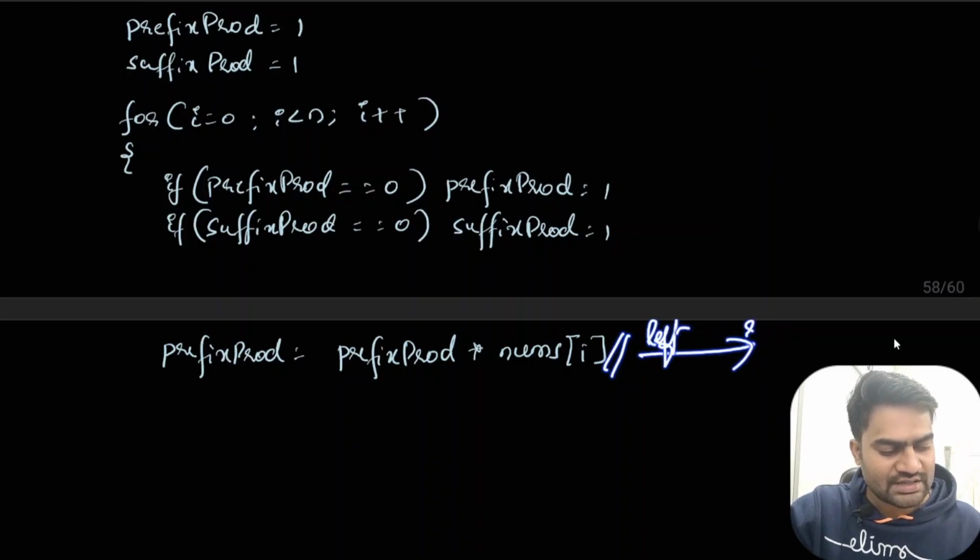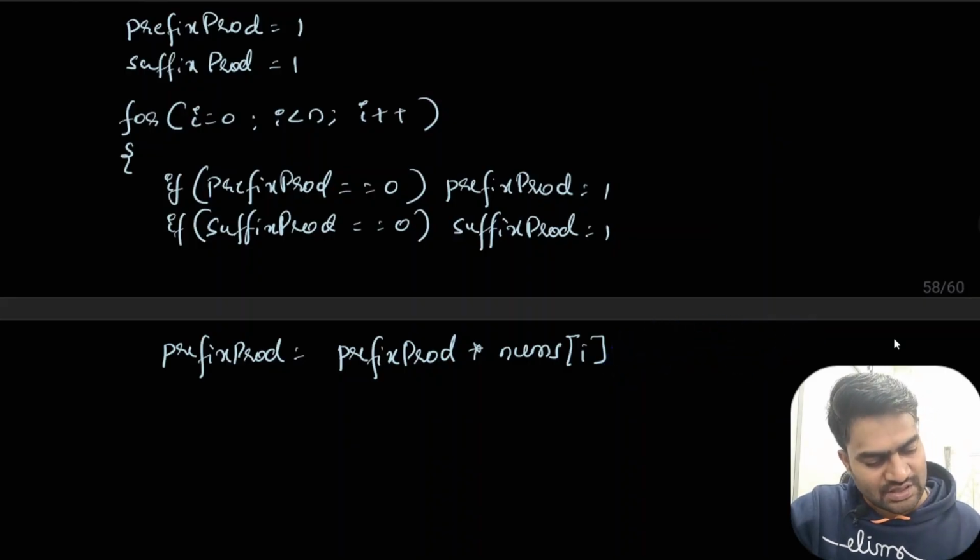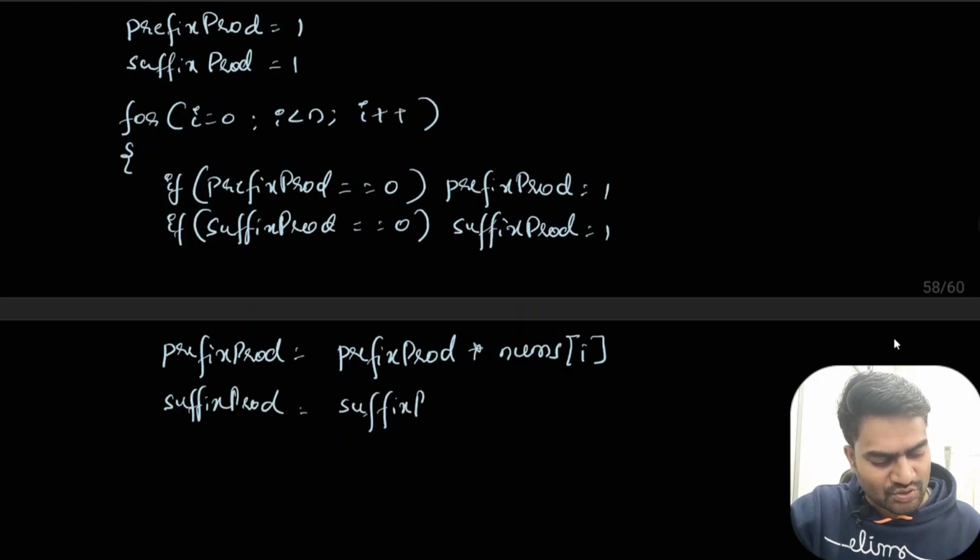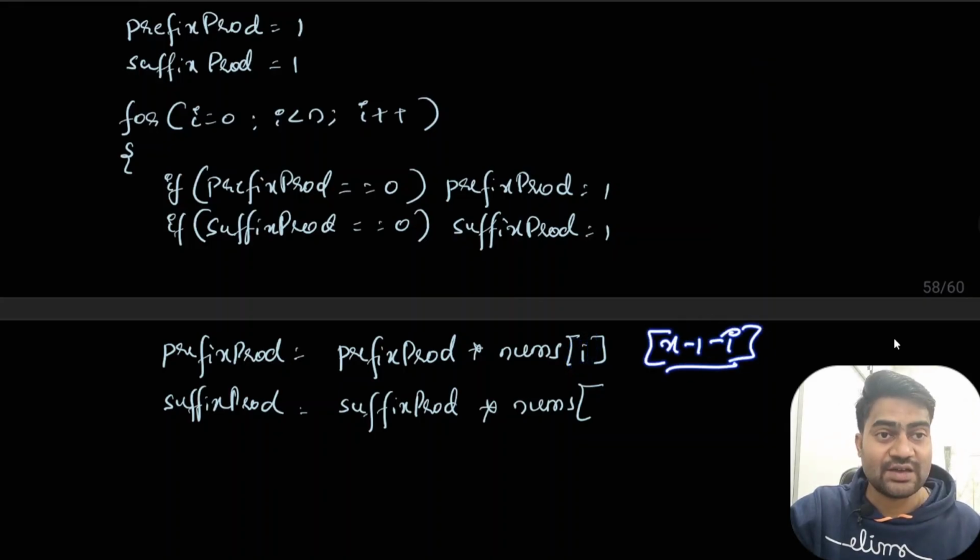to right. Correct, right? Now I will take my suffix product and I will say suffix product into nums of, now this I should be n minus 1 minus I. Correct, right? Because I want to process from the last to first. So if I want to get the last index, then it should be n minus I or n minus 1 minus I.